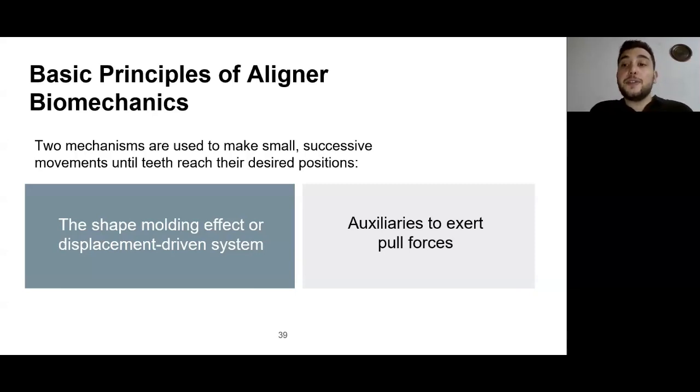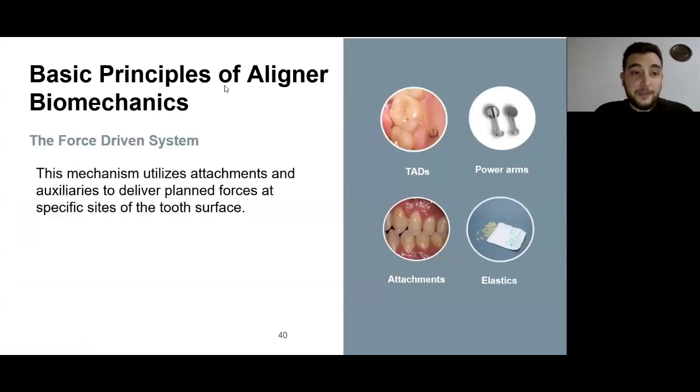Another important point that you need to think of when you're planning a clear aligner treatment: so far we understood the shape molding effect, or the displacement driven system that depends on the plastic and the plastic mismatch with the teeth. But sometimes to reach certain movements, let's say, for example, extrusion, or when we're trying to achieve bodily movement, we're going to need to apply pull forces. Push forces of the aligner are not going to be enough. And this is where auxiliaries come into play to exert these pull forces, or what we call the force-driven system. So these are mechanisms that utilize attachments and auxiliaries to deliver planned forces at specific sites of the tooth surface.